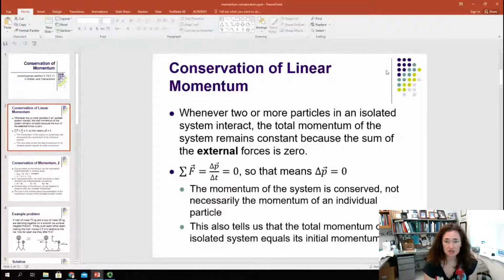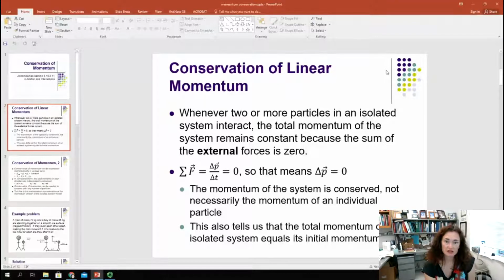And so in collision problems you're going to have two or more particles, and you're going to define them as what we call an isolated system. Okay? Now what that means is that the particles interact with each other, but you're ignoring interactions with things that might be outside of that system. So if you have two or more particles in an isolated system, then the total momentum of the system remains constant, because the sum of any external forces is going to be zero.